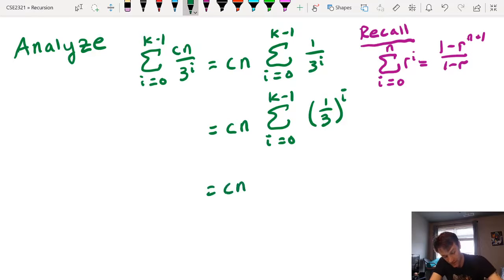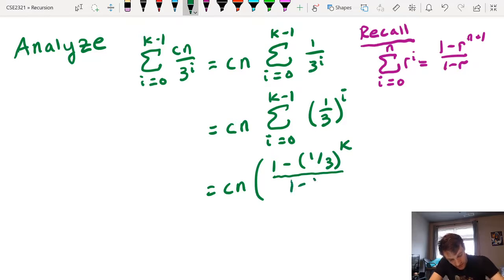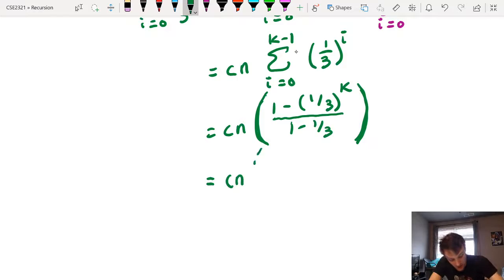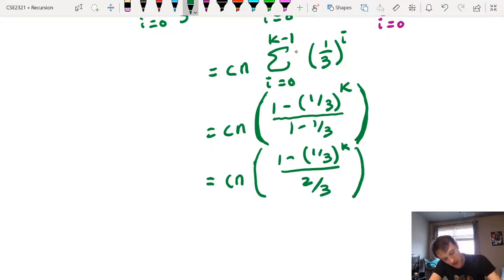This equals cn times, using that formula, I have r is equal to a third, and my n value, n with quotes around it, is k minus 1. So I have 1 minus r, which is 1/3 for this problem, to the n plus 1, but my n here is k minus 1. So that's just to the k, all over 1 minus a third. So this equals cn times, maybe we notice some nice stuff. The denominator there becomes 2/3.